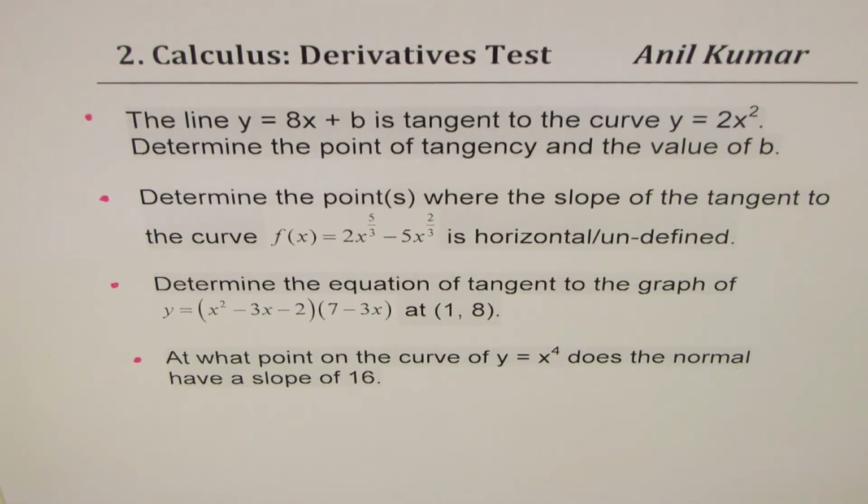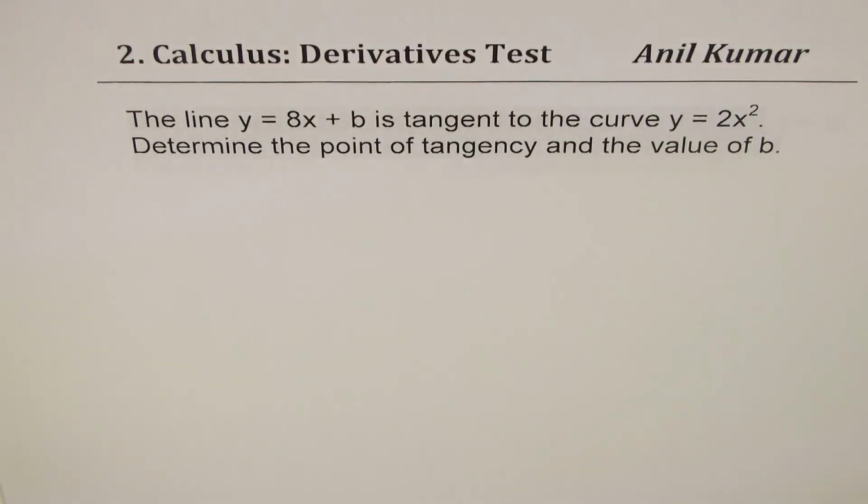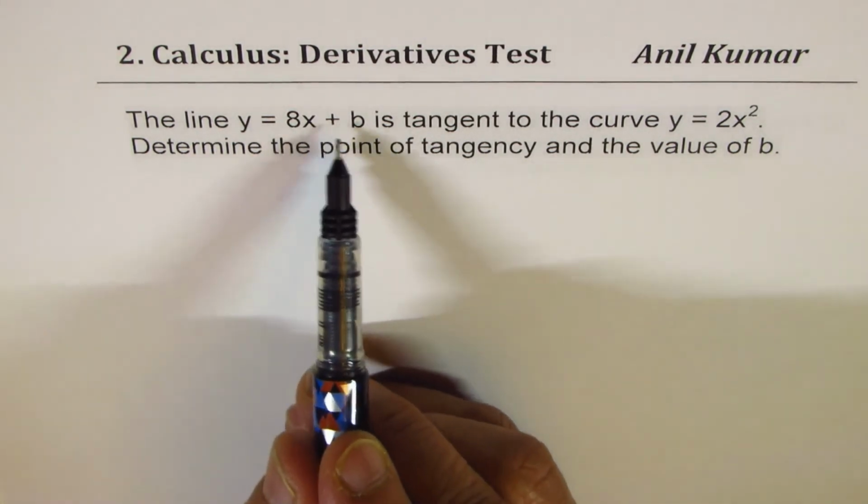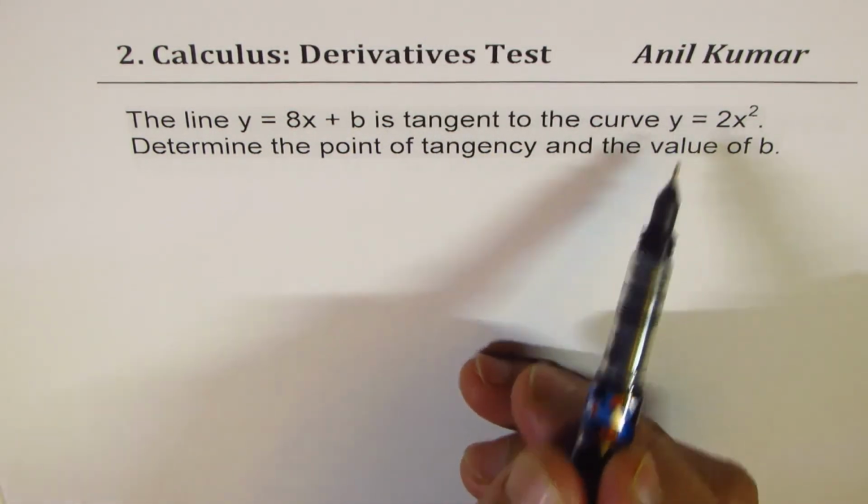I'd like you to pause the video, copy these questions, try them out, and then check with my solution. So let's solve them one by one. Very first question here is, the line y equals 8x plus b is tangent to the given curve.